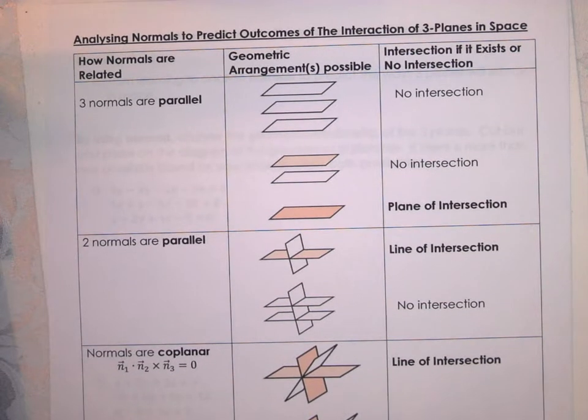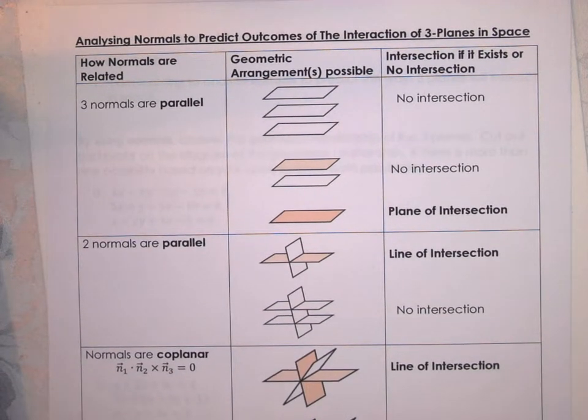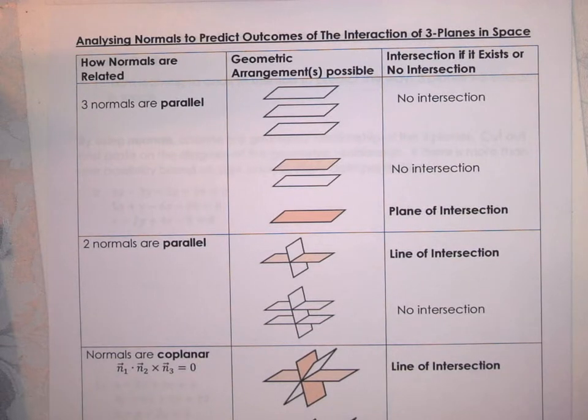So I know you've got a lot of handouts today, so find this one. It's on analyzing normals to predict outcomes of the interactions of three planes in space. This is going to be your go-to sheet for when you're analyzing normals to predict the outcome. We're looking at all the different ways three planes in space can interact.